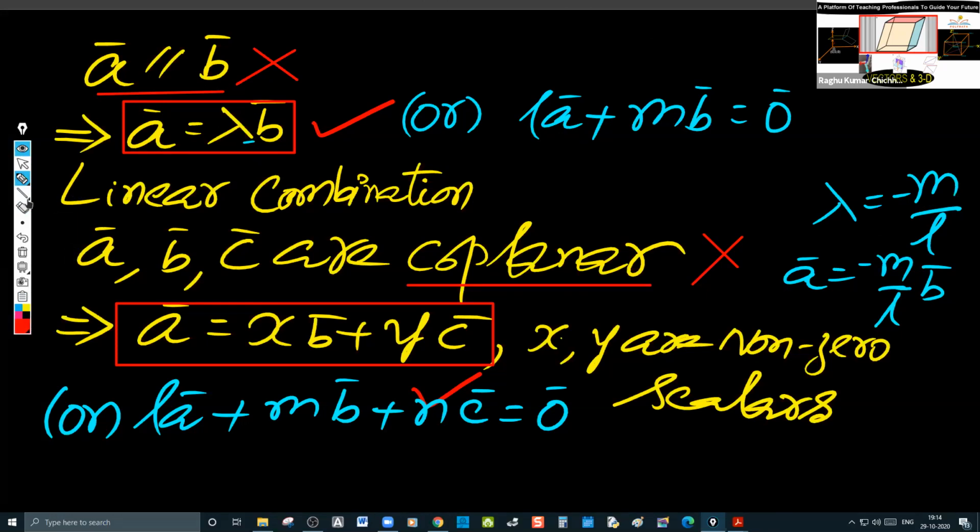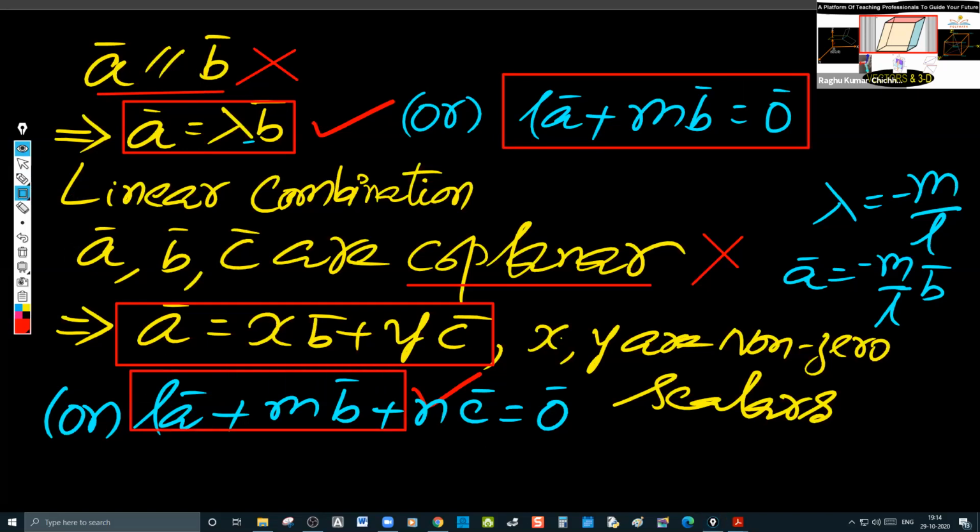Okay. So now, if this is like this, and they are non-collinear, non-parallel, and if this is like this, and they are non-coplanar... If they are coplanar, there exists a linear relation. If they are collinear or parallel, there exists a linear relation. But given a linear relation here, we can say that they are coplanar according to this. So what I mean to say, if and only if: is the vice versa possible or not? Is the converse possible or not?